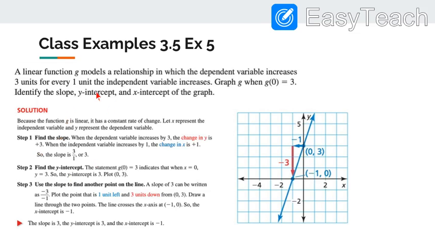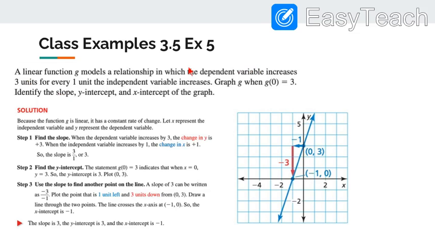Alright, as we move forward, there's going to be more problems. One type of problem is going to give you a very wordy math problem, and you're going to have to interpret it. A function g models a relationship in which the dependent variable increases 3 units for every time the independent variable increases by 1. Given that g of 0 is equal to 3, that means when the x value is 0, the y value is 3. Find the slope, the y-intercept, and the x-intercept. It works through each piece one at a time. The first thing is the slope.